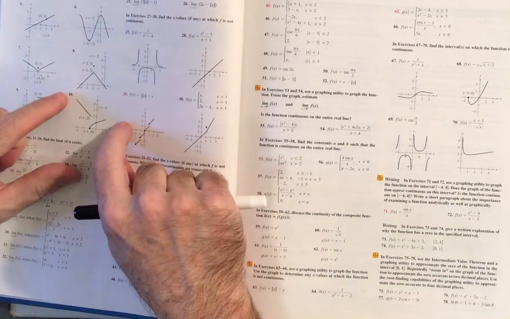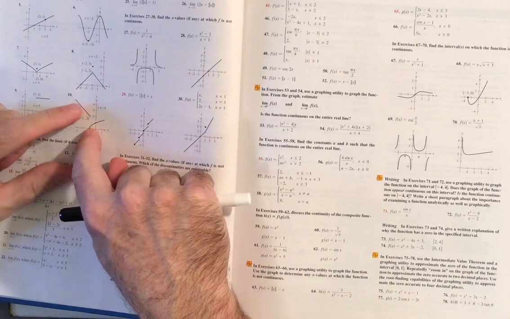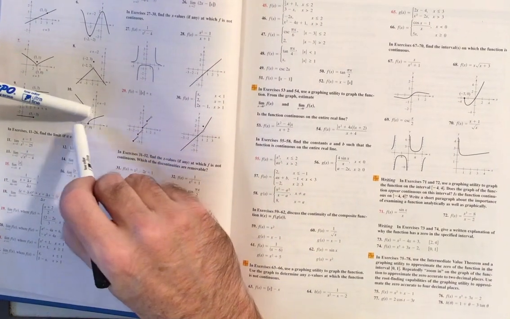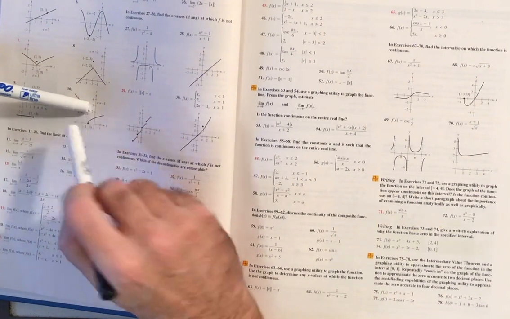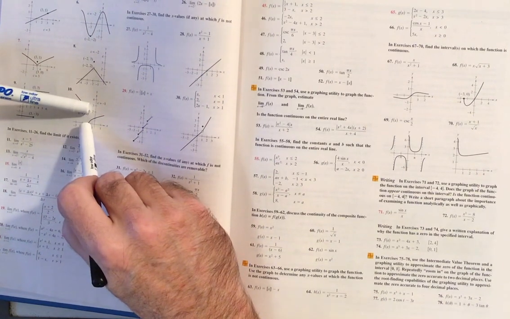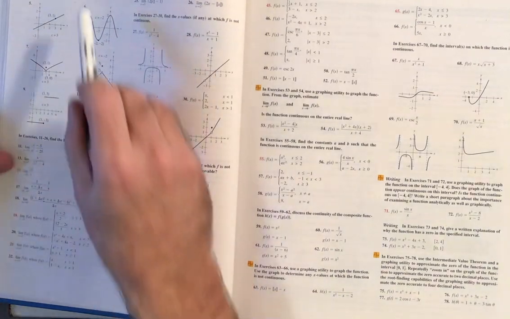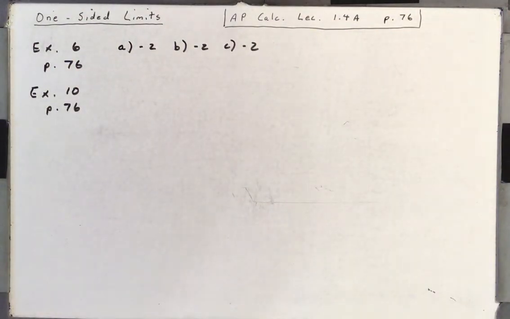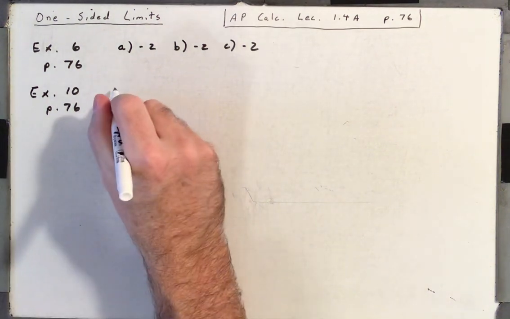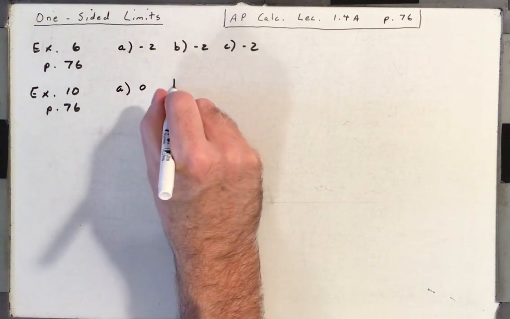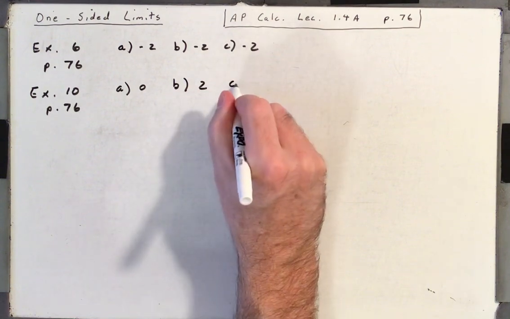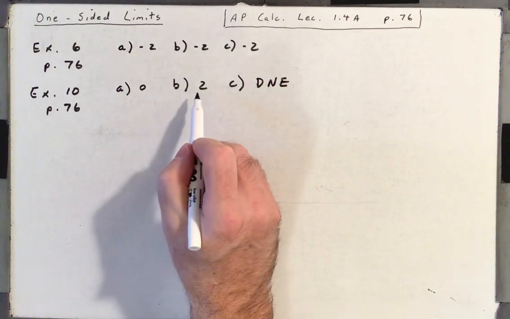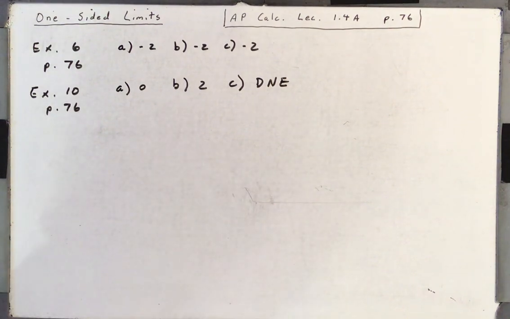The answer to part C, well, our hands don't come together, do they? Stops right there, stops right there. They're two different values. One is 2, one is 0. So there's a gap in the function. So part C does not exist. All right, so part A is 0, B is 2, and then C does not exist because the left-handed and the right-handed limits are not equal.